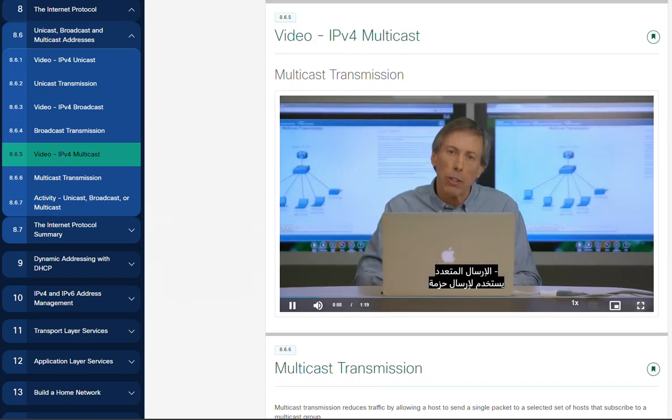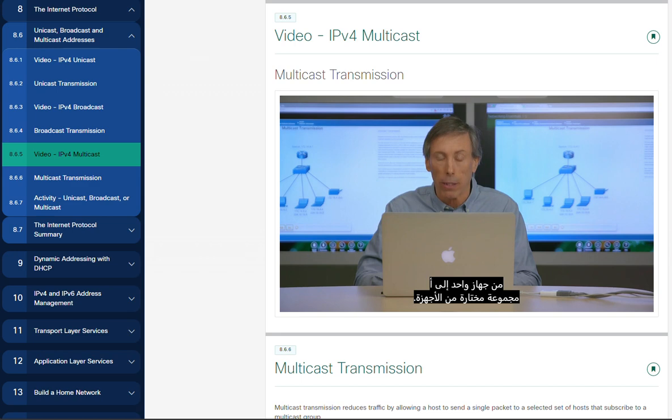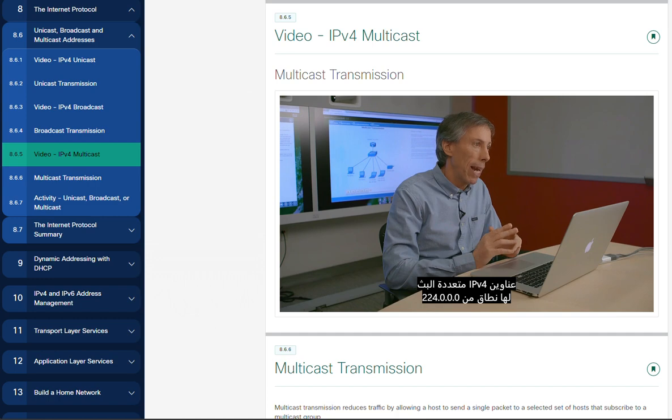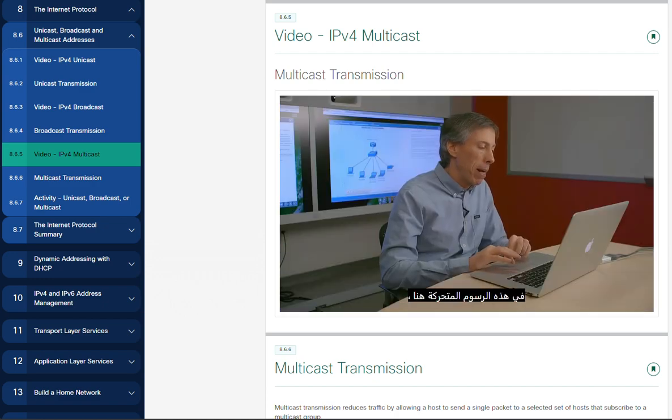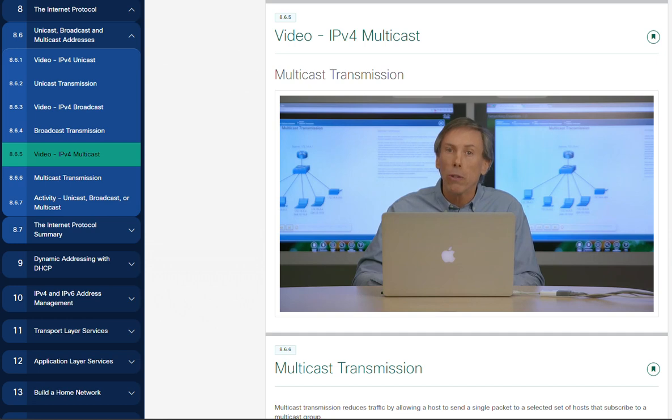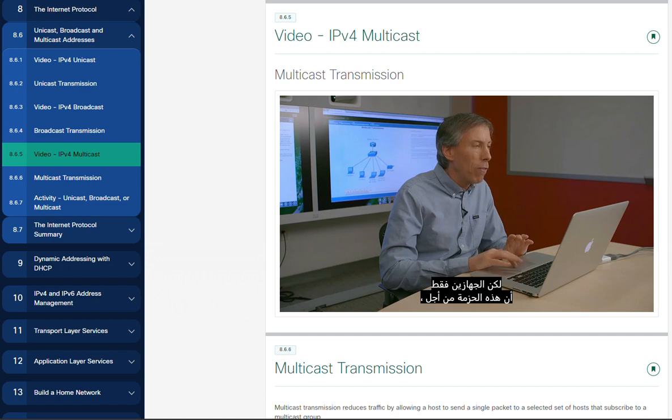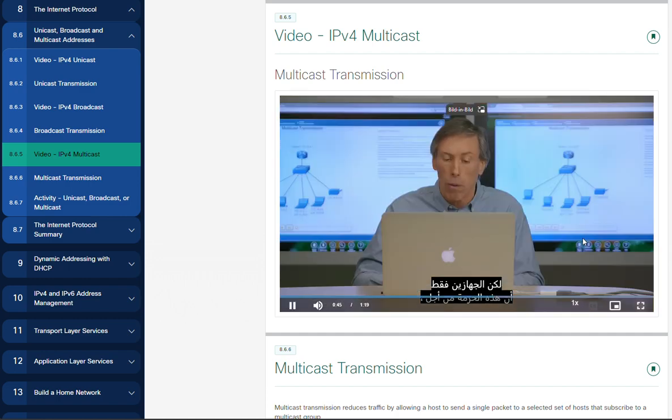Multicast transmission is used to send a packet from a single device to a selected group of devices. IPv4 multicast addresses have a range from 224.0.0.0 to 239.255.255.255. So in this animation here, we're going to have a multicast transmission going from 172.16.4.1 to two selected hosts that are a member of the multicast group.